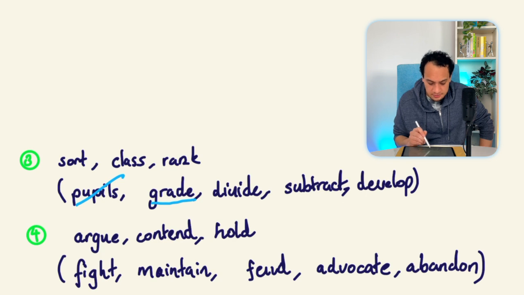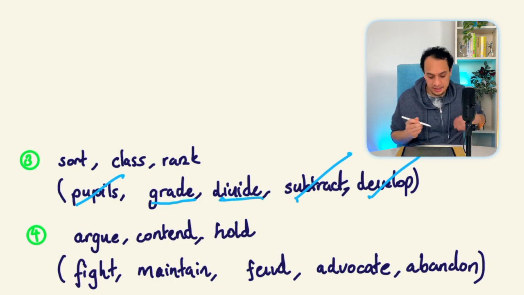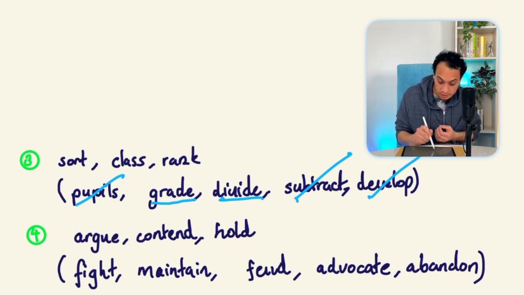We've got divide, subtract, and develop. Again, I put in subtract to confuse people a little bit, because I've got divide and subtract in there. So subtract doesn't mean sort, class, or rank. And then develop means to change something, so again, it's not the same as sorting, classing, or ranking. So we're left with divide. And divide can actually mean to sort into groups, class, or rank something. Those are our two words, grade and divide.